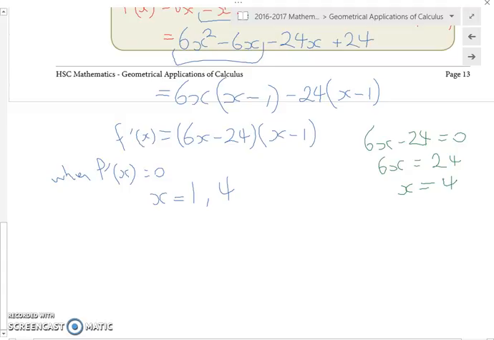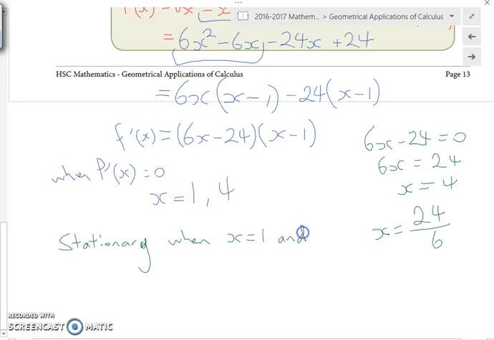The other way you could look at it is that. That's both steps without actually calculating them. I added 24 to both sides and then I divided both sides by 6. Okay? So if you've got a non-monic in one of the brackets, that's basically how you do it. Is that all right? Okay, so now we've got the stationary points. The stationary points are when x equals 1 and 4.